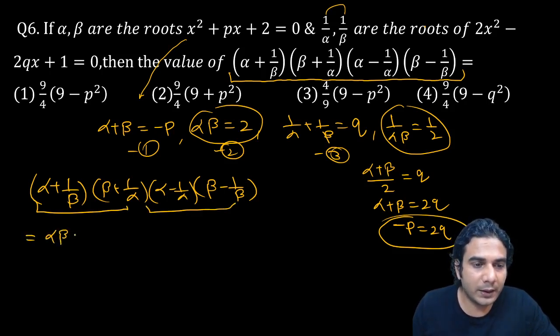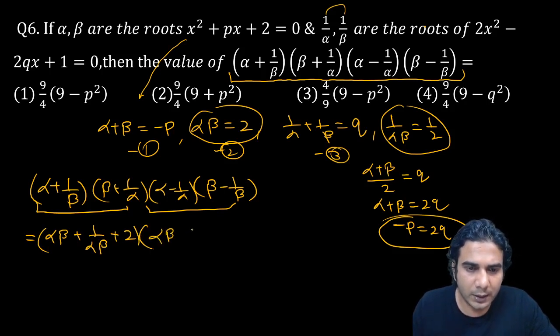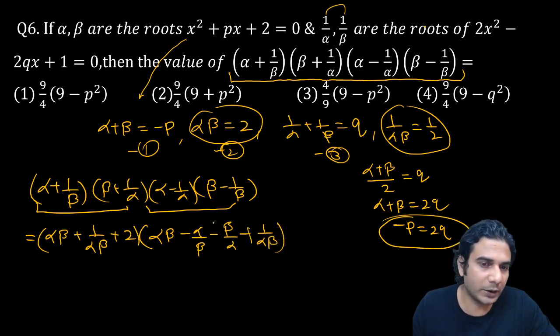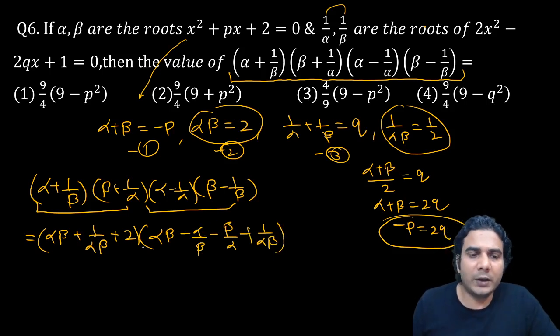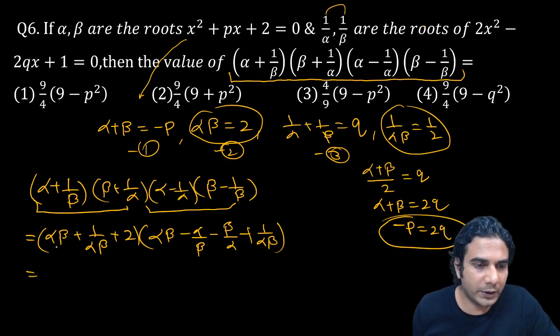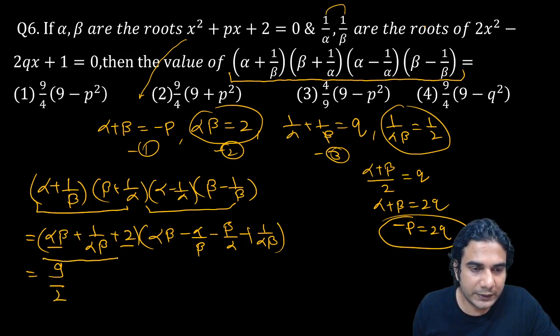So alpha into beta plus 1 upon alpha beta plus 1 plus 1 is 2. All right, and if I open this, I'll get alpha into beta minus alpha upon beta minus beta upon alpha, and plus 1 upon alpha beta, I'm sorry. So let's put the value of alpha into beta and alpha plus beta. So it will be 2 plus 2 plus 1 by 2, which is 4 plus 1 by 2, and 4 plus 1 by 2 is 9 by 2. Okay, so this value is 9 by 2.